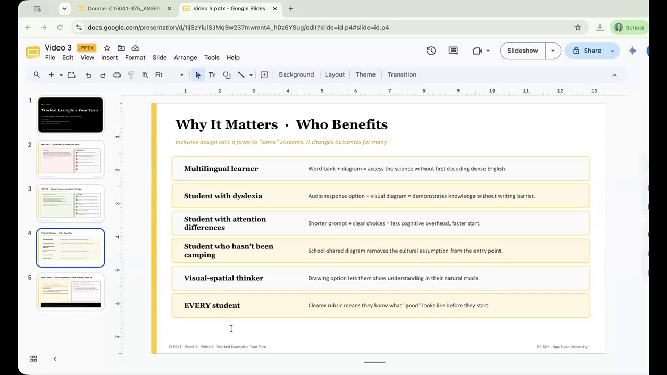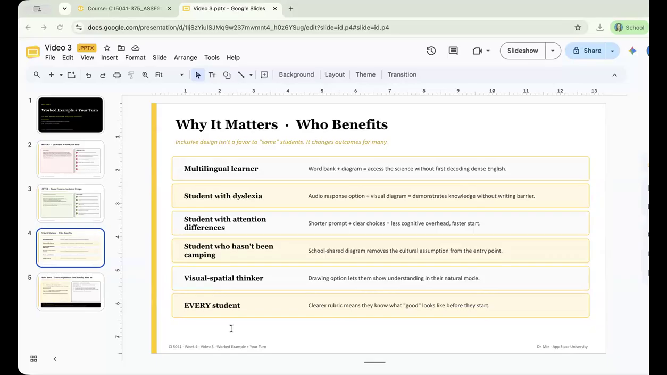Notice something important. The after version was not just for those students with specific labels. The after version is better for every student in the room. The students with IEPs get more access. The students without IEPs also get a better assessment experience.